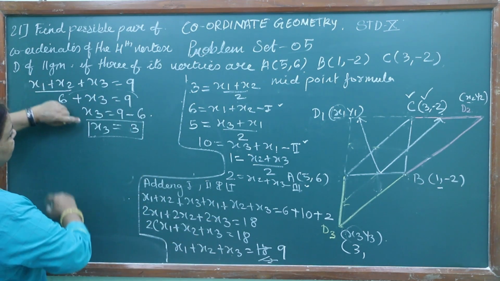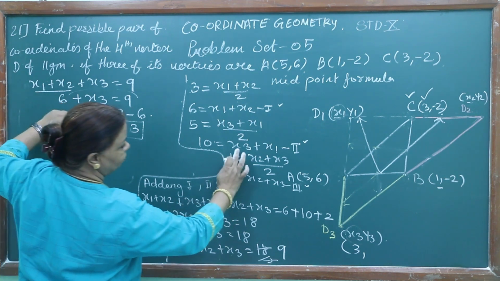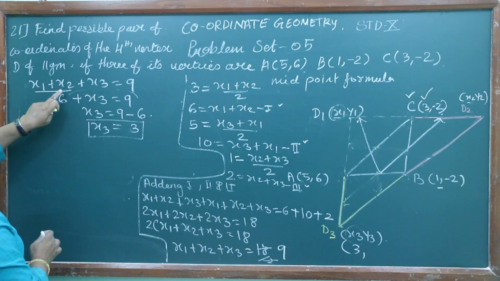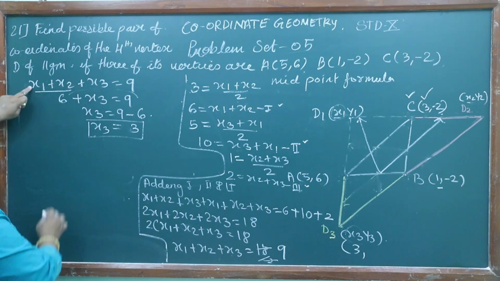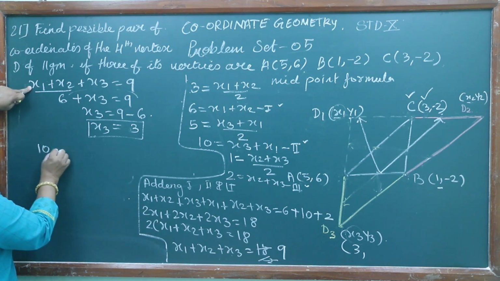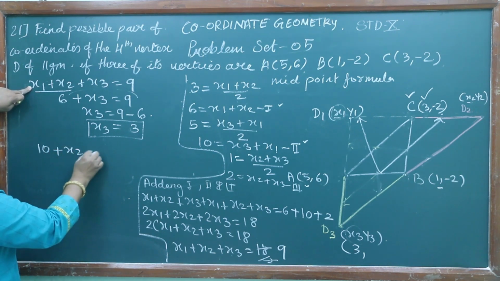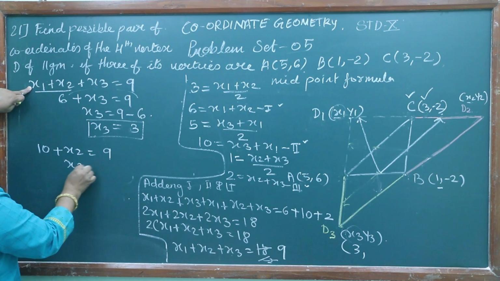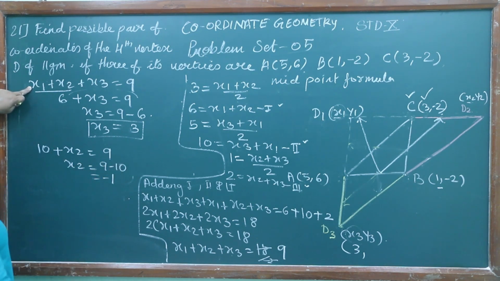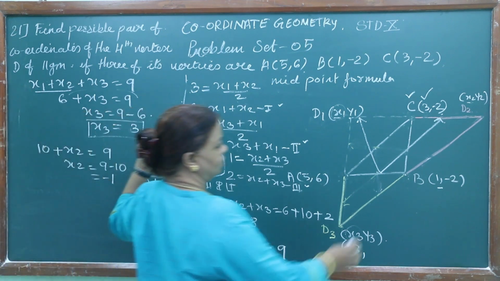Now to get the other value, we know x3 plus x1. In this equation only, x3 plus x1 is equal to how much? 10. So 10 plus x2 is equal to 9. So x2 is going to be 9 minus 10, which is equal to minus 1. So x2 is minus 1.